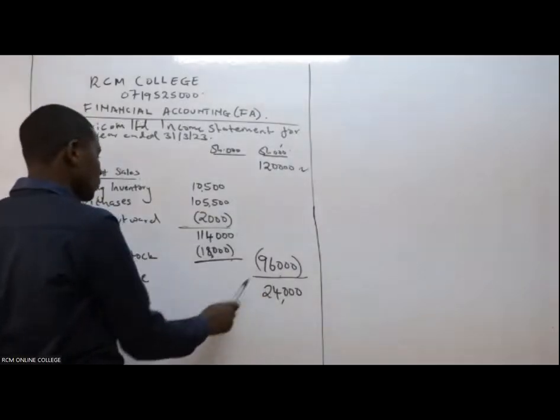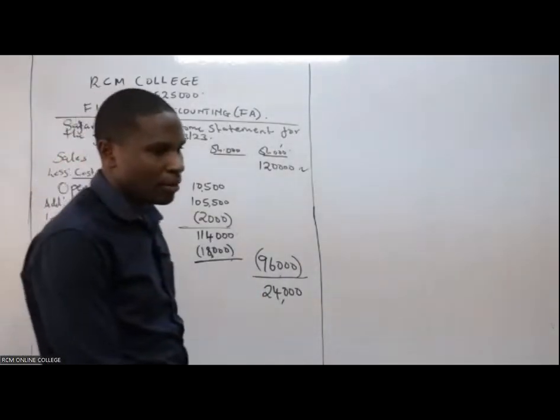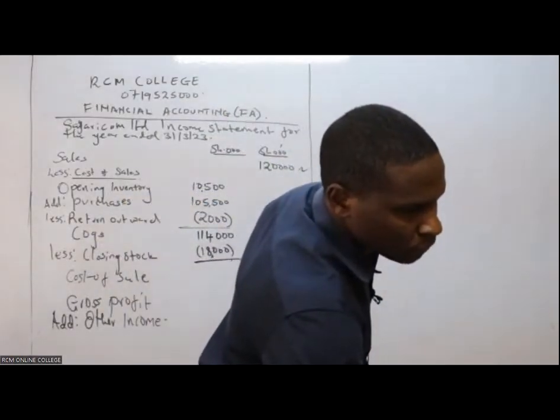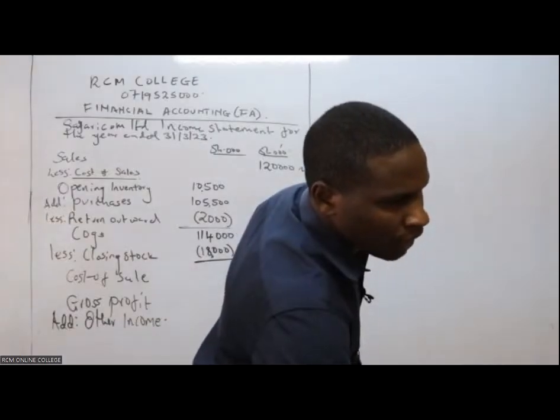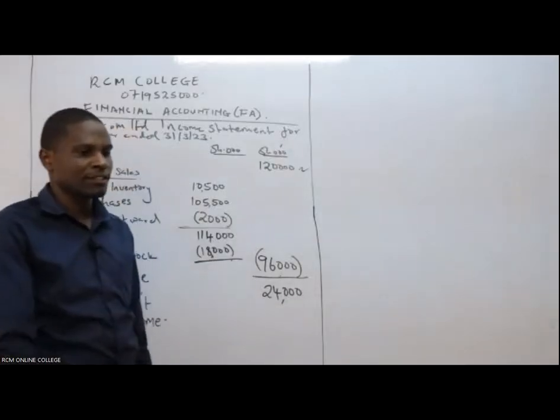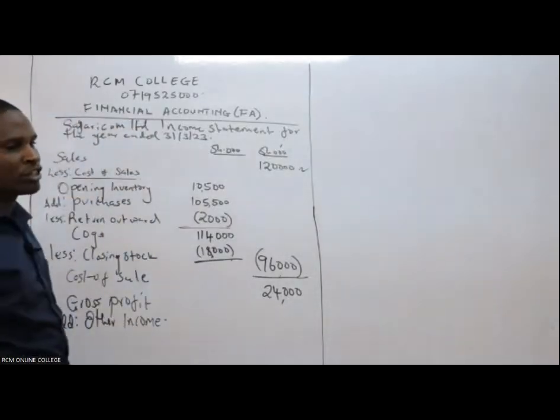Now we have our gross profit. We add any other income. Do we have other income? Can you check from the question? I know you have the question. Do we have discount received, and how much is it?